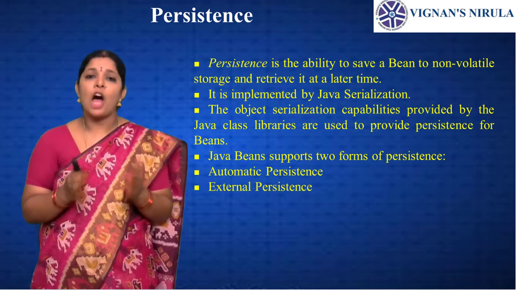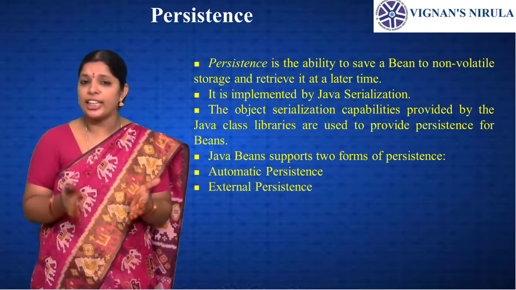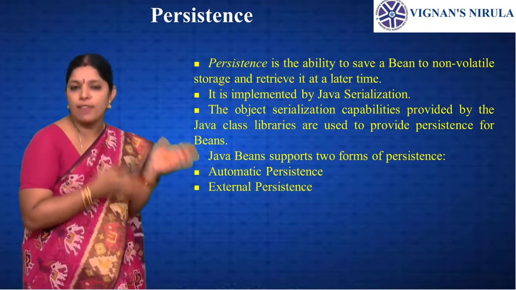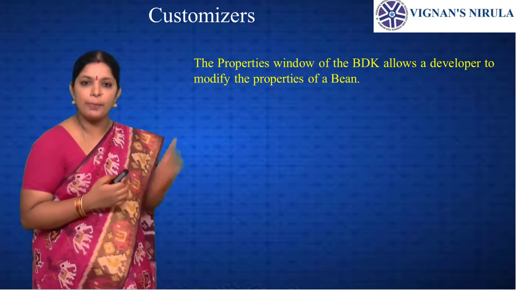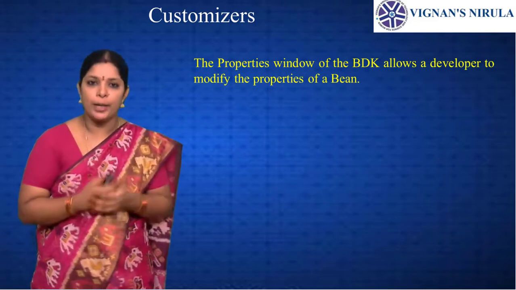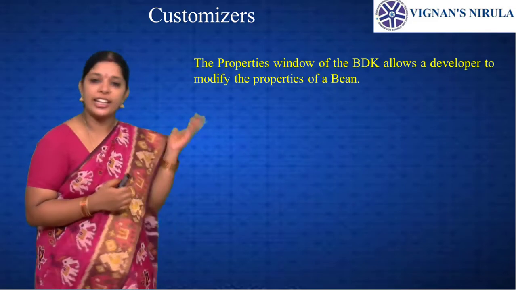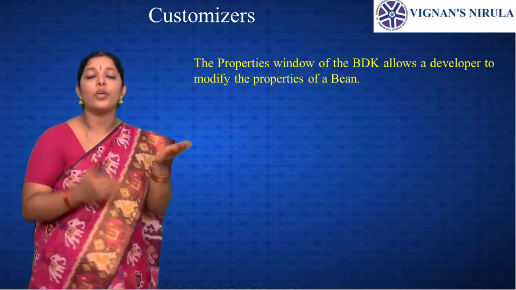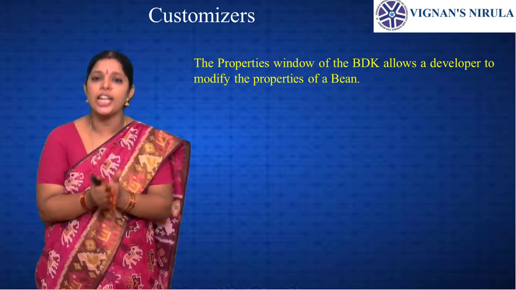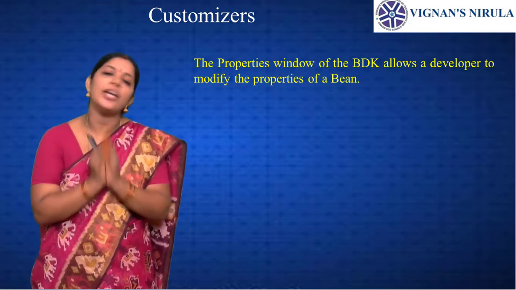How can a bean state be stored and retrieved? In the BDK, using introspection, we use the Juggler bean, building an applet program, and creating our own bean. By using these beans, we can store the bean state and retrieve the bean state.